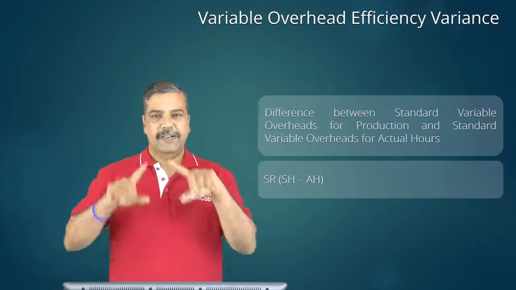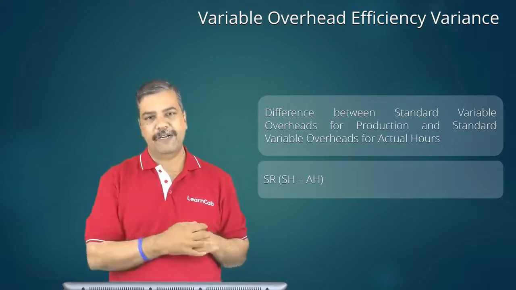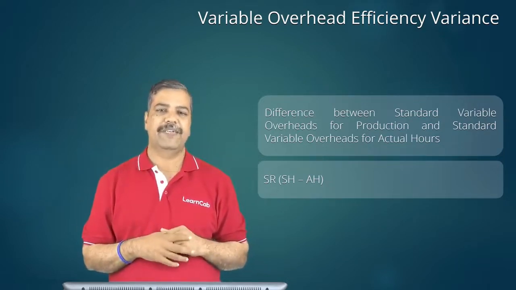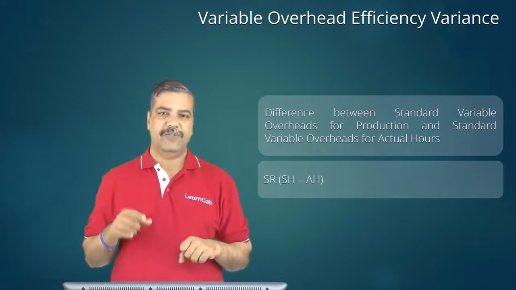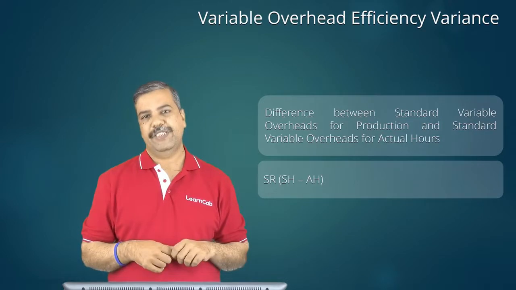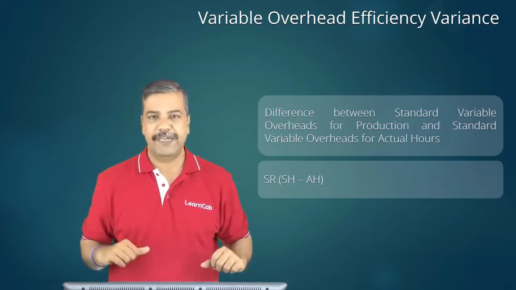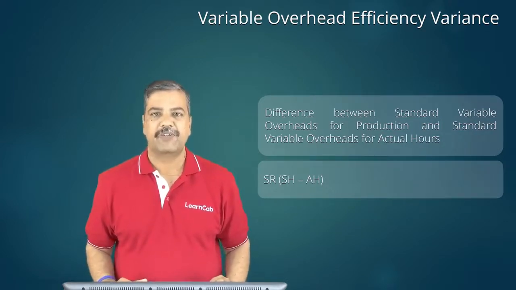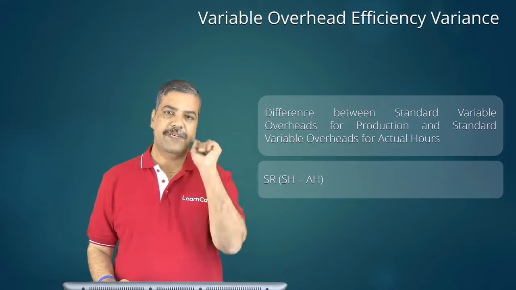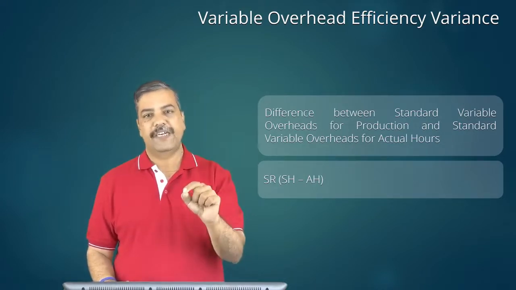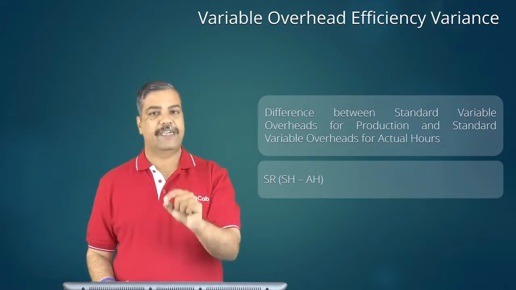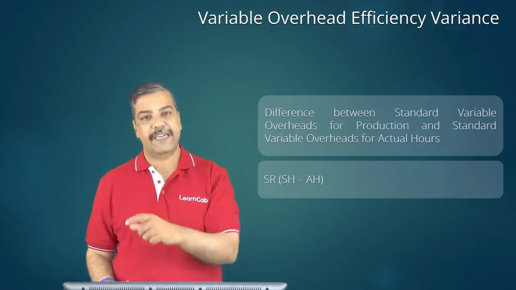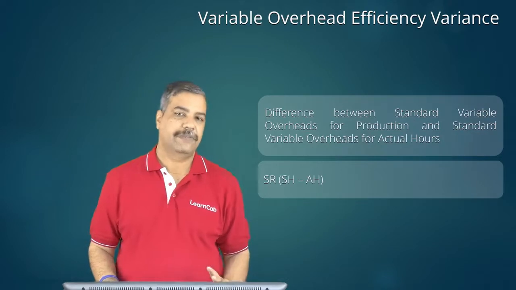So standard rate, open the bracket, net of your hours. What is the net of your hours? Standard hours minus actual hours. Why did I take hours? I took hours because I am measuring efficiency. Efficiency will not be in terms of rupees here. Efficiency will be in terms of hours: how many hours I utilized, how many hours of capacity I used, and what I have saved or extra consumed. That is what efficiency means here.